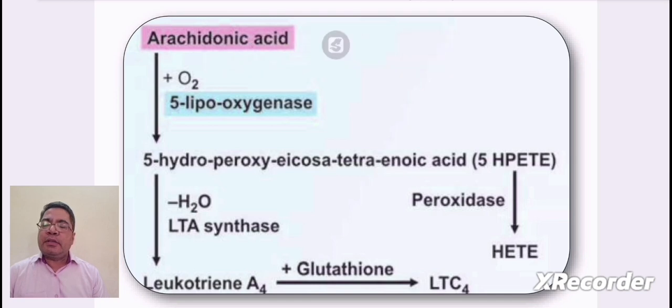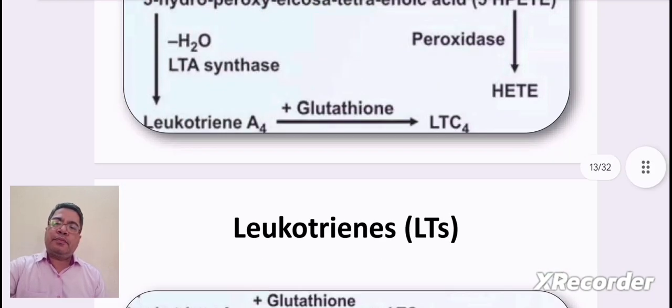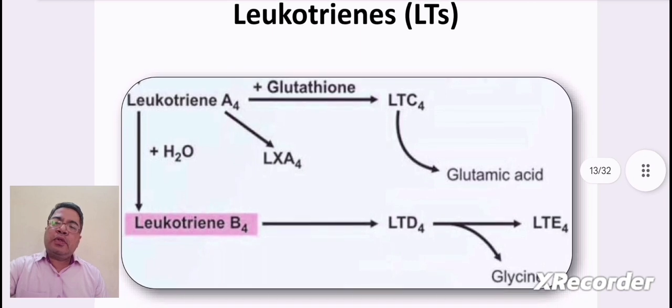5-HPETE is converted into leukotriene A4 with the help of the enzyme LTA synthase. Then this leukotriene A4 produces leukotriene C4 with the help of glutathione. Leukotriene A4 can also produce lipoxin A4. It can also produce leukotriene B4, then leukotriene D4, and finally, with the removal of a glycine molecule, it forms leukotriene E4.